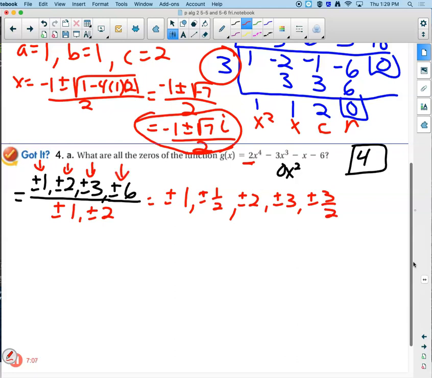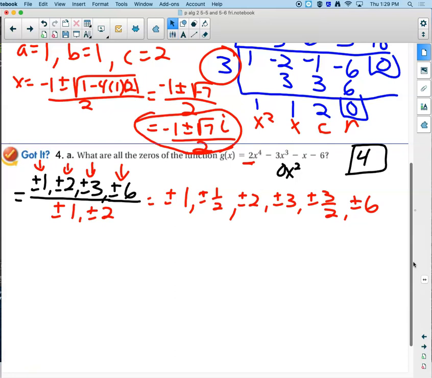Go to the 6. 6 over 1 is 6. And again, we do the plus or minus for all of those. And then 6 divided by 2 is 3, which is already on my list. So with this one, my list of possibles goes out 6 and negative 6 in the x direction. So I should be able to see these with a nice little zoom 6.